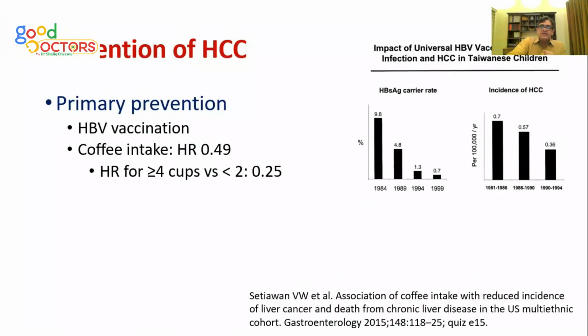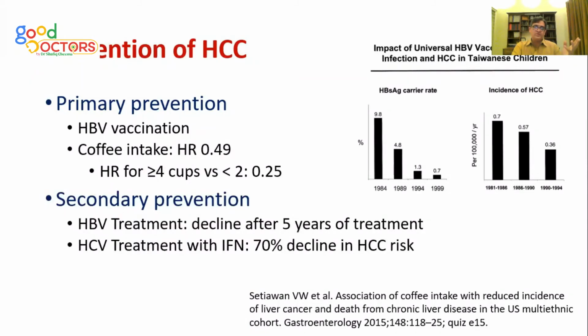Then there are studies which have shown that coffee intake is one thing which can help in reducing the incidence of hepatocellular carcinoma, and now it is in guidelines as well that even taking 4 cups a day is better than taking 2 cups a day. This was primary prevention. What about secondary prevention? We all know if we treat hepatitis B, the risk starts declining after 5 years of treatment. If we treat hepatitis C with SVR, the risk does decline in these patients.